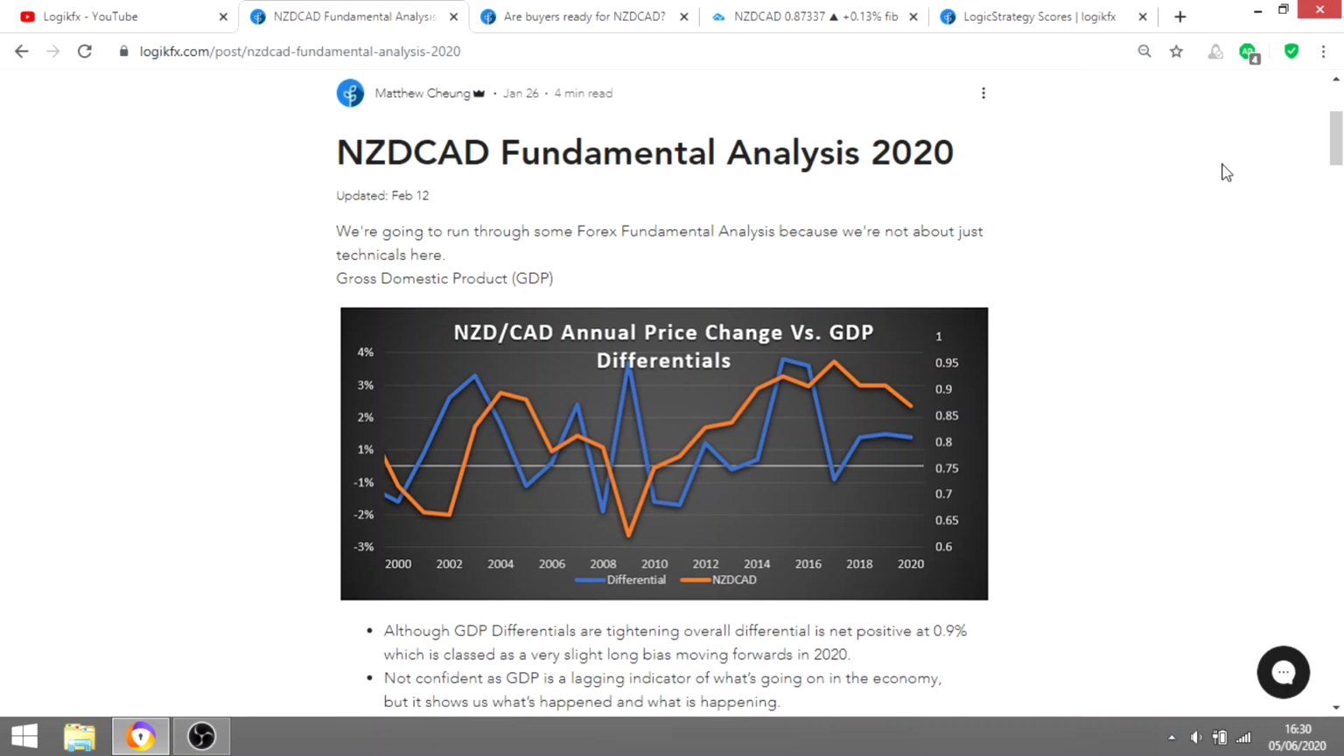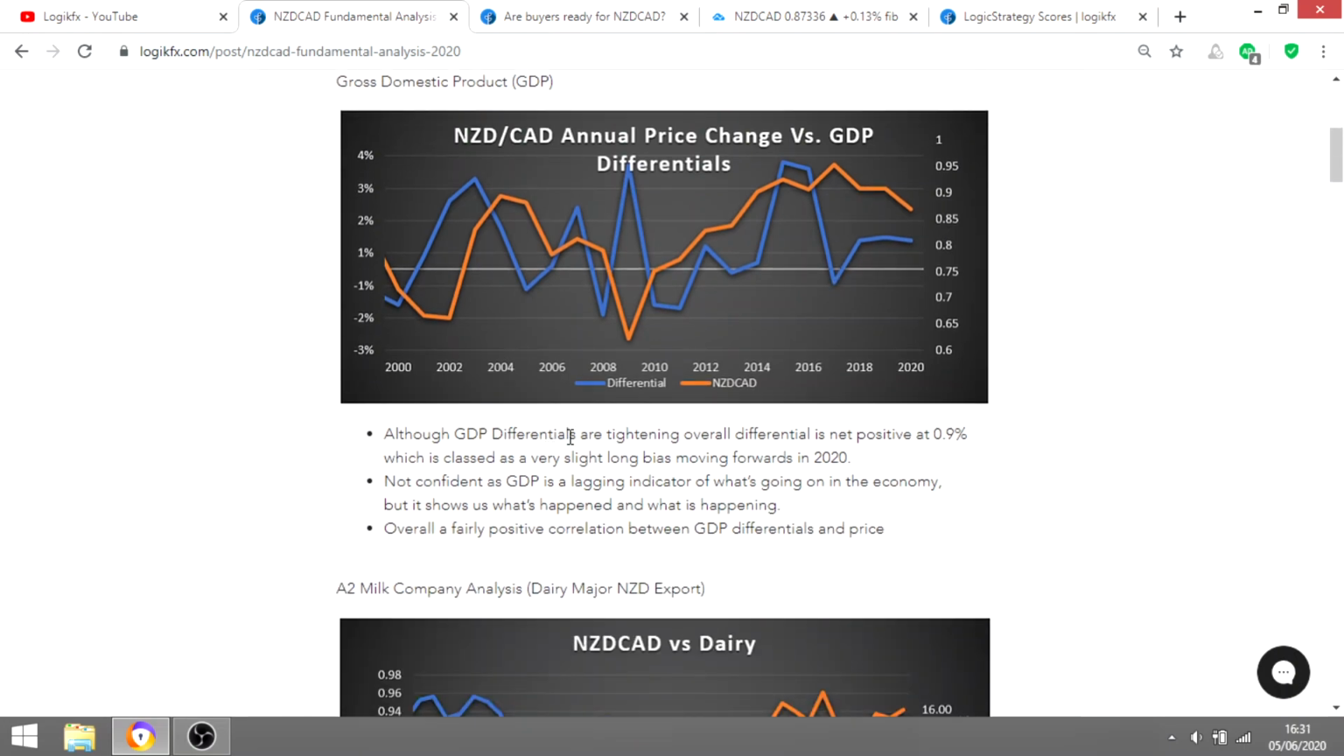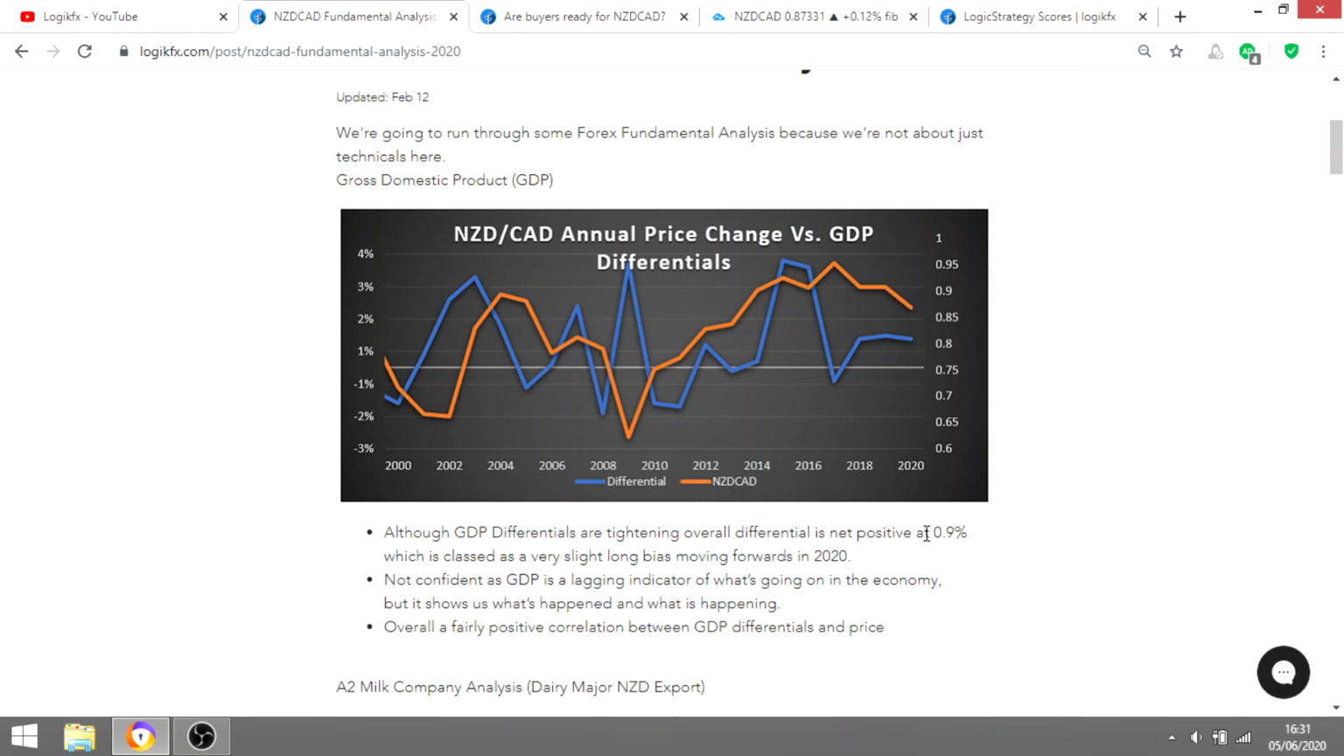Now, for the NZD CAD fundamental analysis in January 2020, we went over a few factors, and the first one was the gross domestic product, and more specifically the differentials between the GDP in New Zealand and Canada. As I mentioned here, although GDP differentials are tightening overall, there was a net positive of 0.9%, which is classed as a very slight long bias. So although we had a short bias overall at the end of the analysis, the GDP differentials said there was actually a potential long.